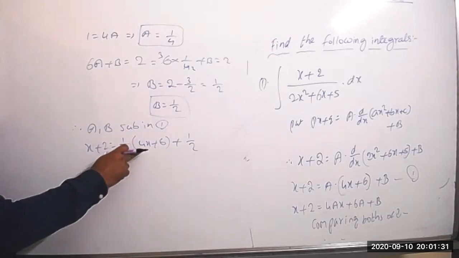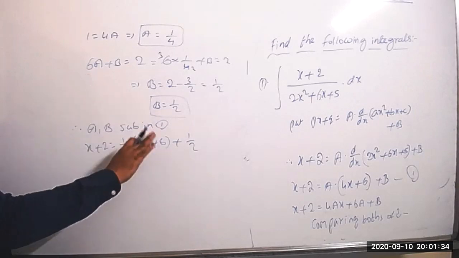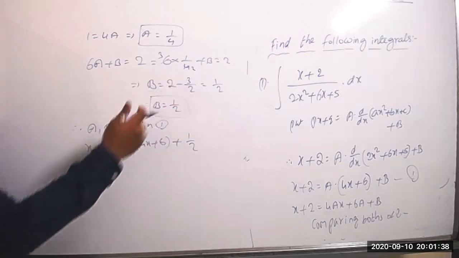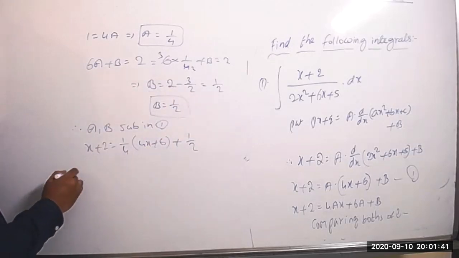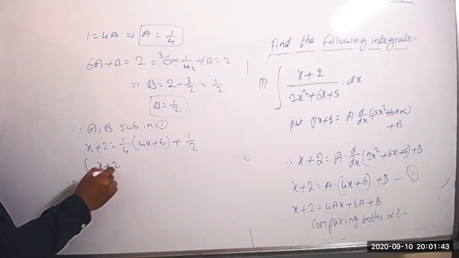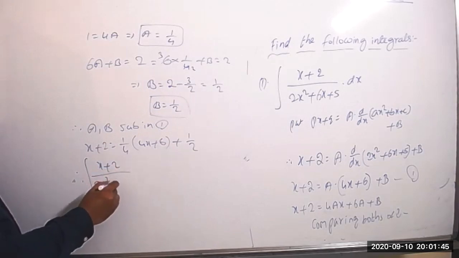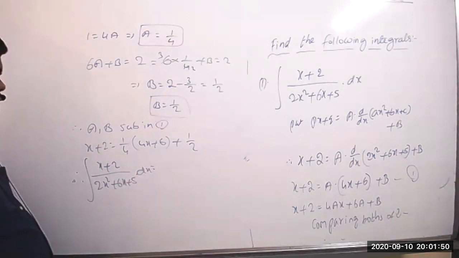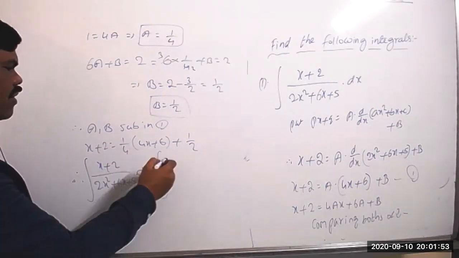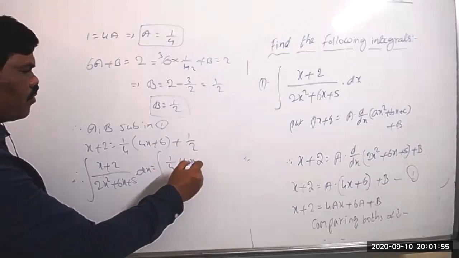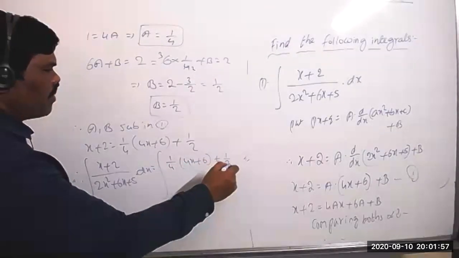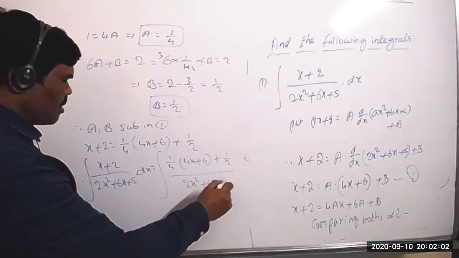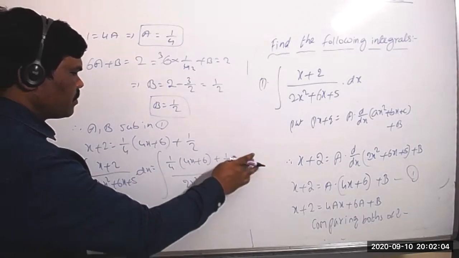If you want, from this one you can take 2 common, 2x plus 3 we are getting, or 4x plus 6 you can take. And now in place of x plus 2, I can substitute this. So therefore, integration of x plus 2 by 2x square plus 6x plus 5 dx is equal to, but x plus 2 we just got is 1 by 4 into 4x plus 6 plus 1 by 2, whole by 2x square plus 6x plus 5 dx.